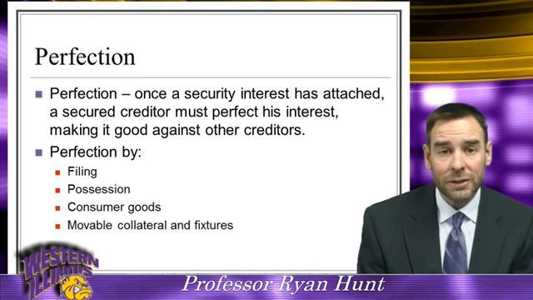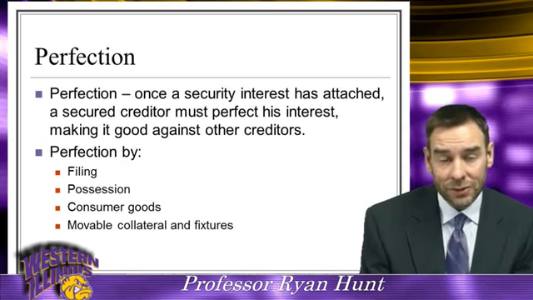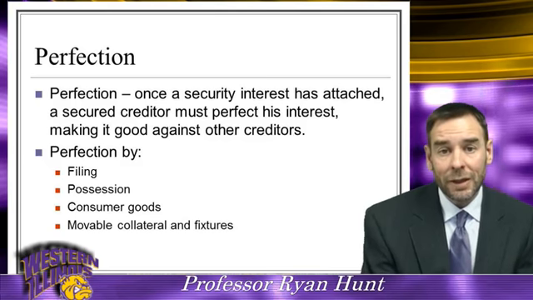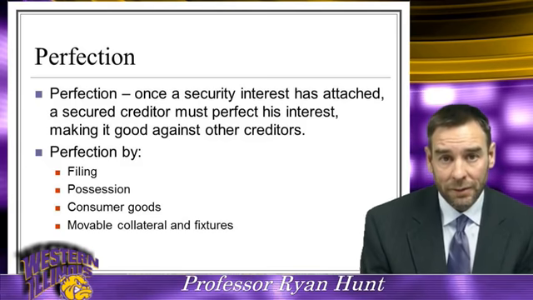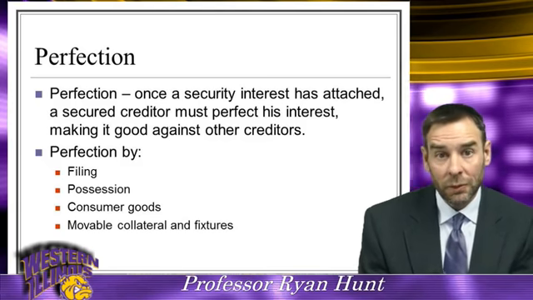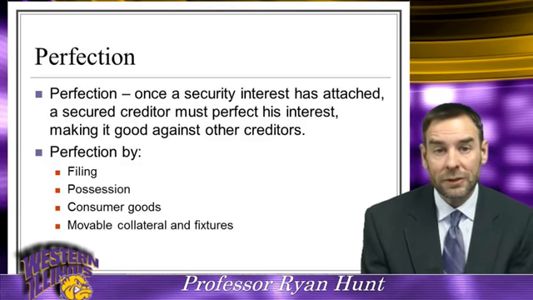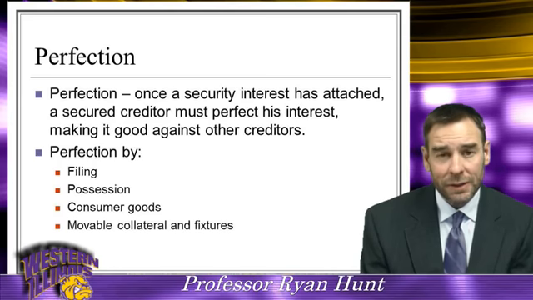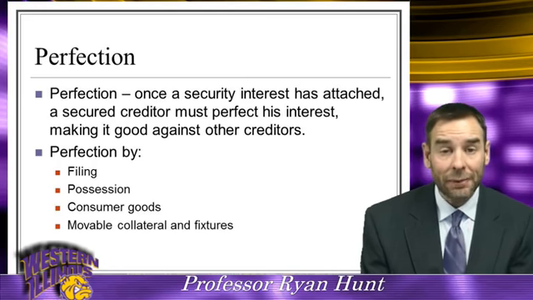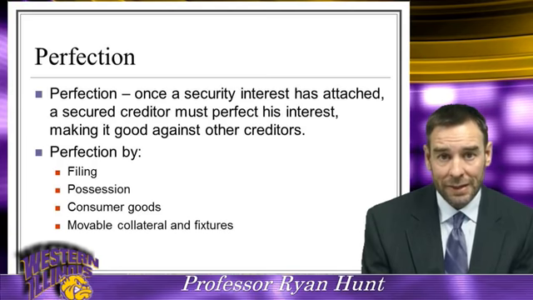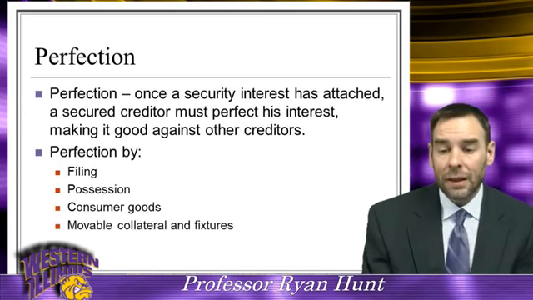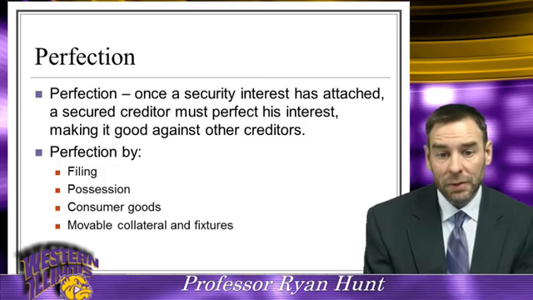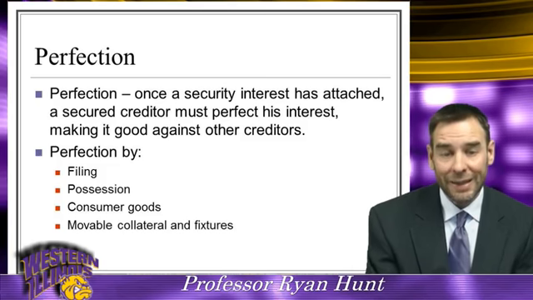Perfection deals with a secured party's interest being good against other secured parties' claims to the same collateral of the same debtor. So that's what we mean when we say perfection: once a security interest has attached. The first thing we notice is that in order to have perfection, we first have to have attachment. So the secured party has to have its interest attached to the collateral. Then we go further. A secured creditor must perfect his interest, making it good against other creditors.